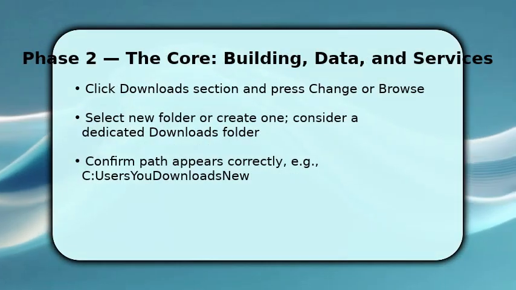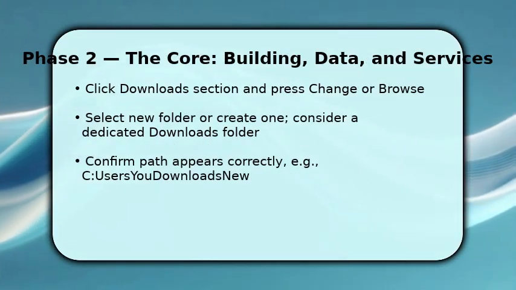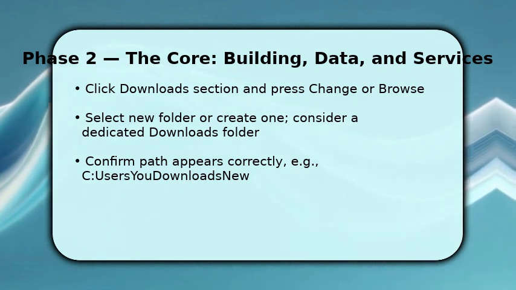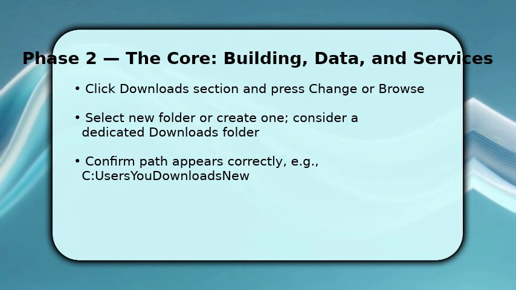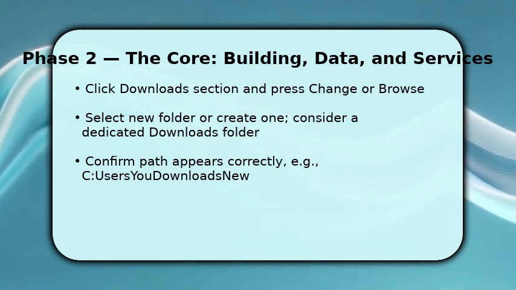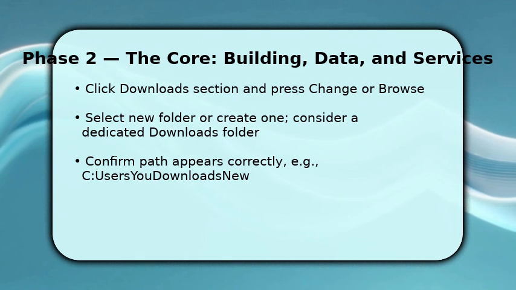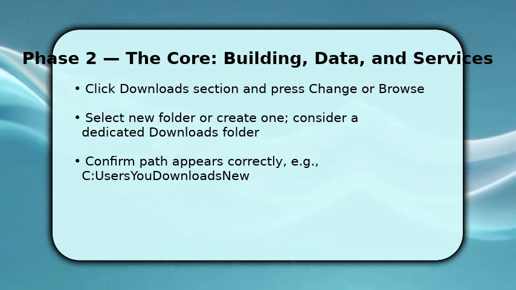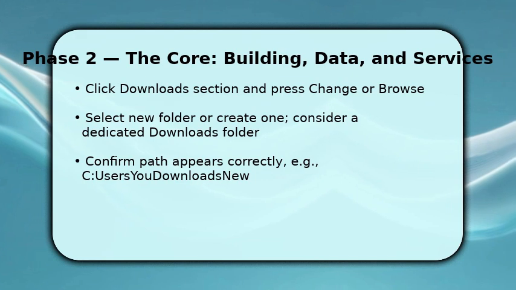Now you change the download location itself. In Downloads, click Change, Browse, or the folder icon to pick a new destination. If you need organization, create a dedicated folder first. Select the folder and then confirm by pressing Choose, Select Folder or Save. Make sure the displayed path matches what you picked. This prevents files landing in an unexpected place.